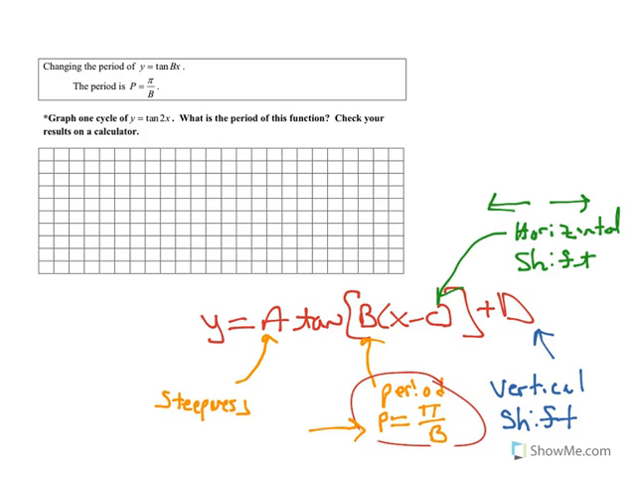So here's our equation. We're going to try to graph y equals tangent of 2 times x. So 2 is the b value. So your period for this one is going to be pi divided by b. And b in this case is 2. So your period, your length of one cycle, is going to be pi over 2. So we'll set up our axes.